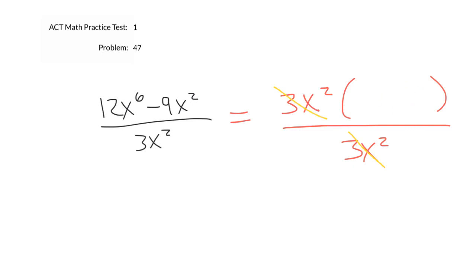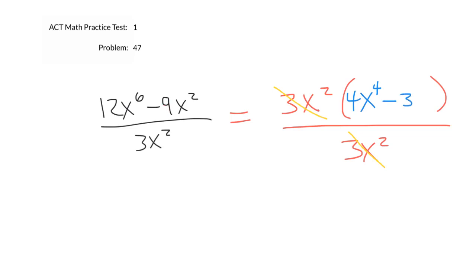Now, this could be confusing. Maybe just work with the numbers. 3 times what gives me 12? Well, 3 times 4. So just put a 4, because you know that's going to be part of the first term. And then you can ask yourself, x squared times what gives me x to the 6th? Well, that would be x to the 4th. And then 3 times what gives me a negative 9? Well, that would be a negative 3.